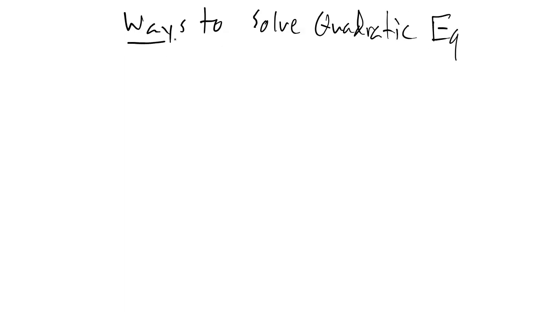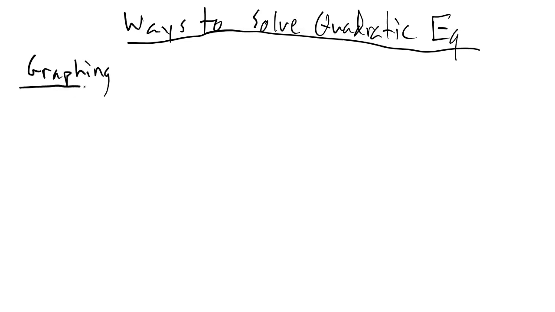So let's go through our ways we have to solve a quadratic equation. First off, we started by looking at graphing, right? We put something in, we set it equal to 0, we look for the x-intercepts, and those will be our solutions. So when is it useful to graph? Well, it's useful to graph when it's easy to graph. When you have a graphing calculator.